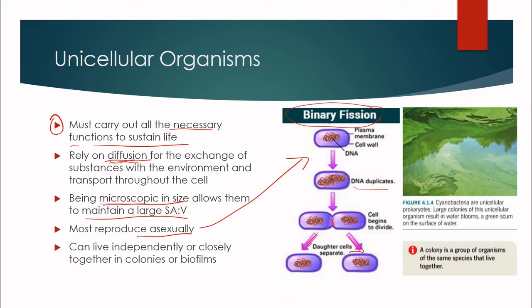So it's asexual reproduction, and they can live independently, or if they're not happy with that, they can get together in colonies. You might even see them in biofilms. So that's not like a movie about biology. Biofilm is actually what you can see here on the surface of this pond, the cyanobacteria. So this is a large colony of unicellular organisms. The green color is because it's a photosynthetic bacteria, so you can see the chlorophyll, the pigment in those cells. And that green scum or biofilm will actually form on the surface of the water. I wouldn't get in that pond if I were you, by the way, it would probably make you pretty sick. And of course, a colony is just a group of organisms of the same species that live together.